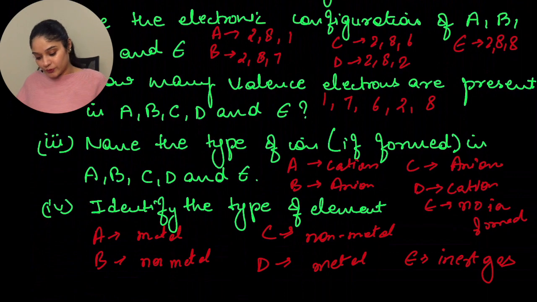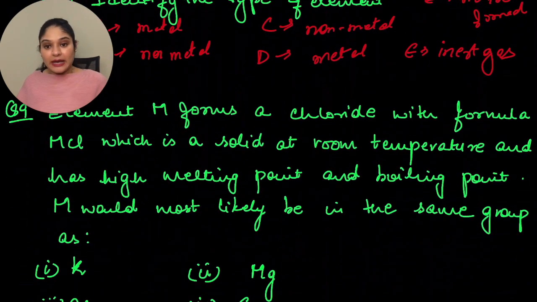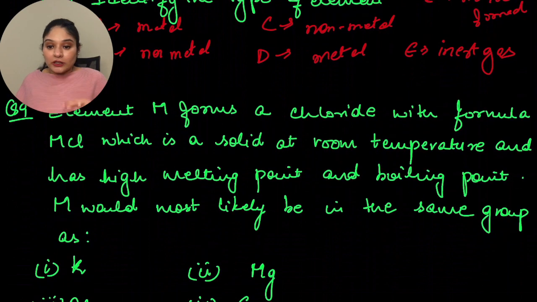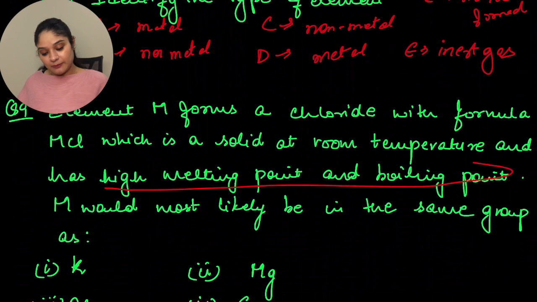Then let's move to question number 9. Element M forms a chloride with formula MCl, which is a solid at room temperature and has high melting and boiling point. M would most likely be in the same group as, and then the options are given. The first thing you have to understand here is that it's element M forming a chloride. If it is a metallic chloride, it's an ionic compound. If it's a non-metallic chloride, it would be a covalent bond. Now they're specifically mentioning it has high melting and boiling point.